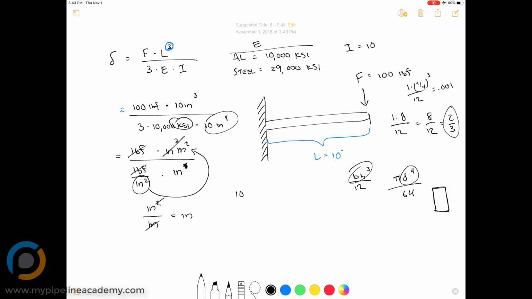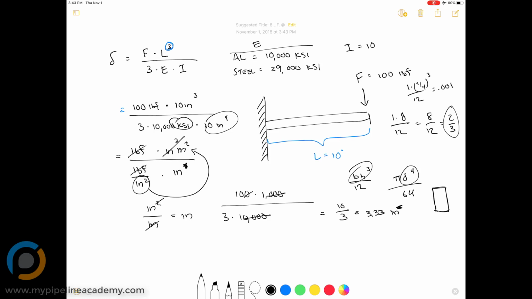So then we have 100 pounds force times 10 times 10 times 10, right, which is 1,000, divided by 3 times, I'm going to simplify the bottom here. Last time we saw that 10 million times 0.001 was just 10,000. Okay, and now if we get rid of 4 zeros, so 1, 2, 3, 4, now we're just left with 10 divided by 3 equals 3.33 inches.